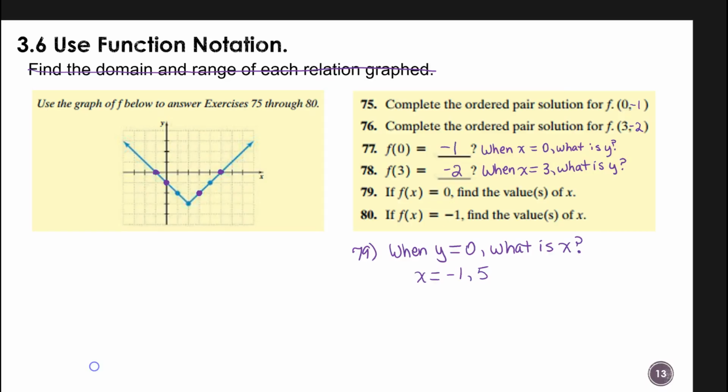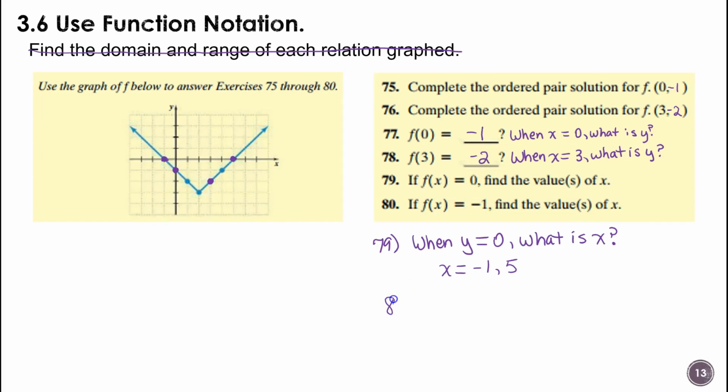And then on number 80, oh, silly me, number 80, sorry about that, it's saying when y equals negative 1, what is x? Same kind of question then. So when y is negative 1, right, so that's kind of going right here, then we can see we've got x equals 0 and x equals 1, 2, 3, 4, x equals 4.